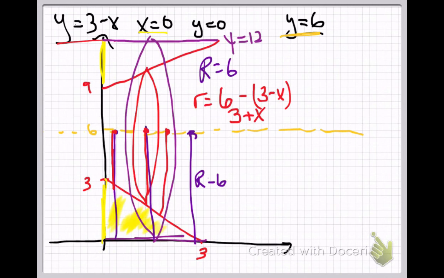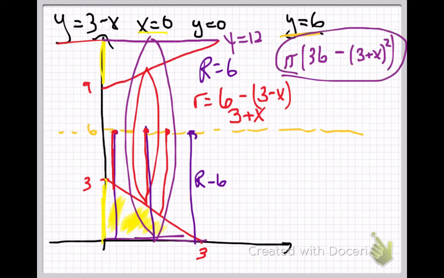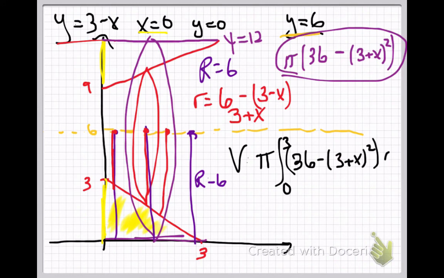Okay? So, one washer then would have area pi times 36, because that's the radius of the big circle squared, minus 3 plus x quantity squared, because that's the radius of the red. So this expression tells me what one of these washers' areas would look like. If we sum them all up from 0 to 3, we now get the volume of the solid. So we would get that the volume would equal pi times the integral from 0 to 3 of 36 minus the quantity of 3 plus x squared dx. And that's how this one would get set up.